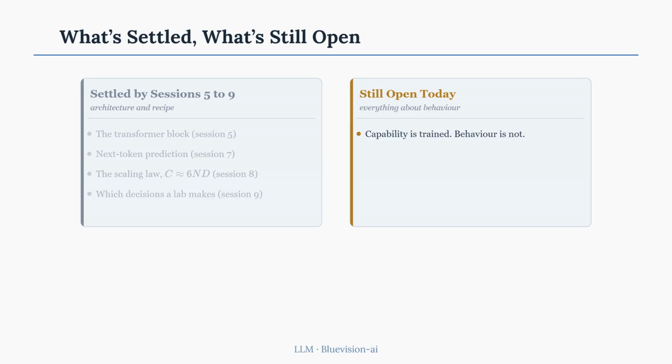Now the other side. Capability is trained. Behavior isn't. Nothing in that left column touches behavior at all. The model you get out of pre-training continues text. It doesn't answer you. We're about to see exactly what that looks like. And those 3 names from last session are still just names. So here's the whole session in one line. Where does behavior come from if it isn't in the objective? Let's go and look at the problem first.